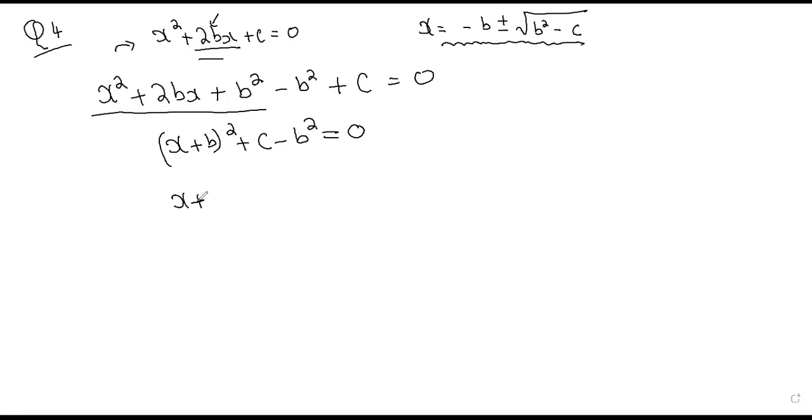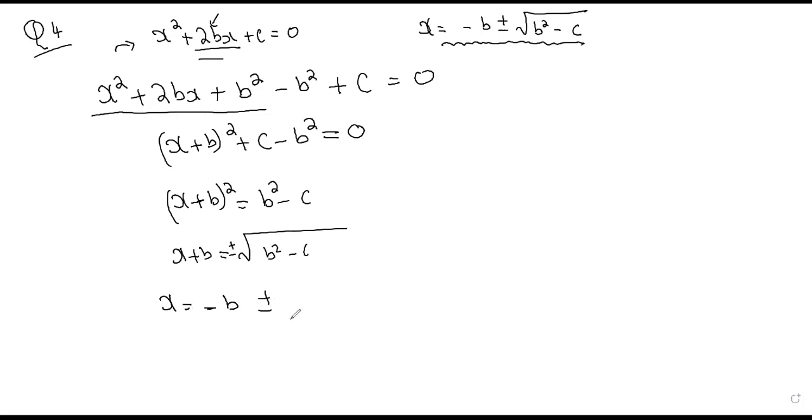That would become (x plus b) squared equals b squared minus c. I'll take the square root on both sides, so it would be b squared minus c. Whenever you're taking a square root, always remember you would have a plus minus sign. So x equals minus b plus minus the square root of b squared minus c. So this is what we were supposed to show. This was a 4-mark question, and that is it.